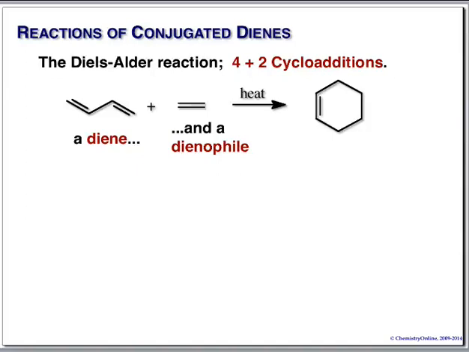In the Diels-Alder reaction, you're going to take a diene, so a conjugated system, and you're going to take an alkene. We're going to call that dienophile, something that loves dienes. They are going to react, and we're going to get a 6-membered ring containing 1 double bond. Diene and dienophile react to form a cyclic alkene.